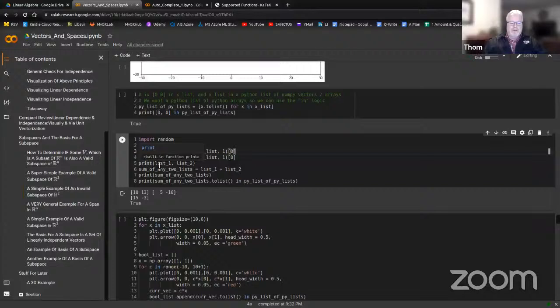And I'm just saying, I want to print those. And then I'm going to use NumPy's power of just adding those two. And I want to make sure that if I take this sum of any two lists and make it a Python list, that it's in that Python list of our Python lists. And sure enough, it is. So I random sampled and got 10, 13, and 5, negative 16. And if you look, these are in the set S. And if I add them together, I get 15, negative 3. That sounds like that should be in that set S, so it's true.